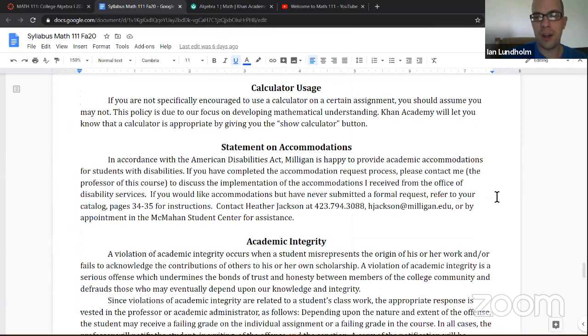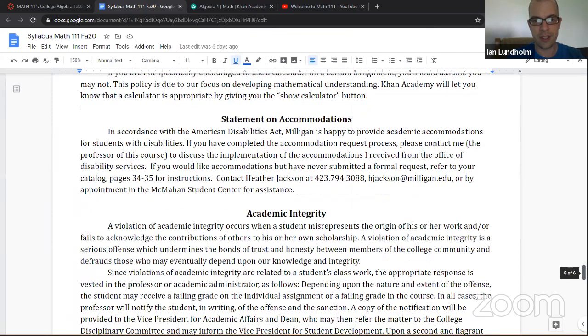If you need accommodations to help you succeed in this class, first, please contact Heather Jackson, and then she will send me an email and we will do whatever we need to make sure that you can be successful in this class.